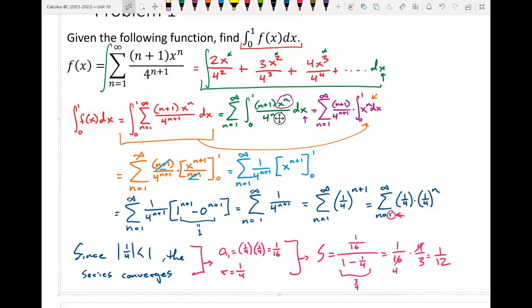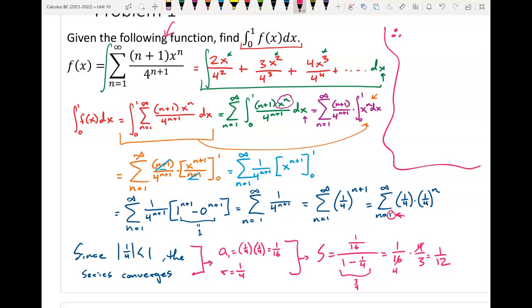So a lot of work there, but in the end, given this series, we're able to integrate it and find a value. So I can maybe write my answer up here. Therefore, the definite integral from 0 to 1 of f of x dx is equal to 1/12. All right?